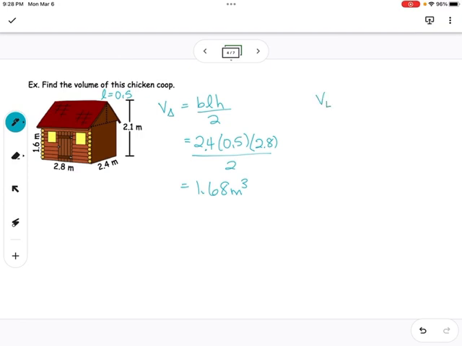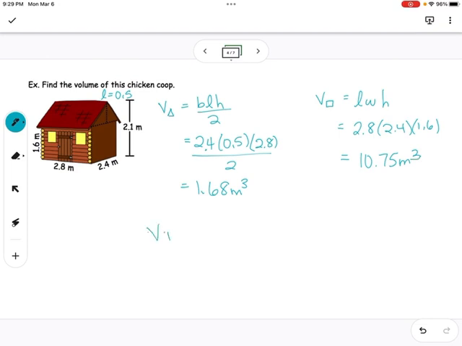Now, the volume of the rectangular prism, our formula is length times width times height. Okay, the length of our rectangular prism is 2.8 multiplied by the width, which is 2.4, multiplied by the height, which is 1.6. 2.8 times 2.4 times 1.6 gives us 10.75 meters cubed.